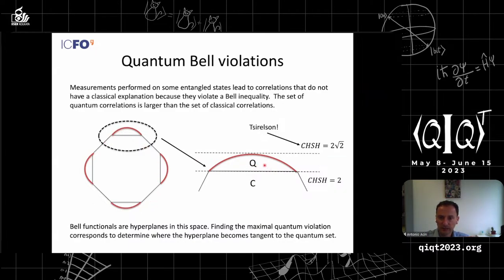Okay, you can see the zoom here. So these are quantum correlations with no classical analog. And this is in fact a Bell inequality.